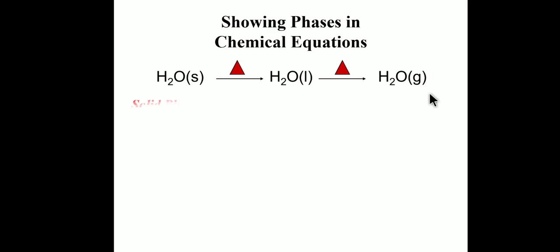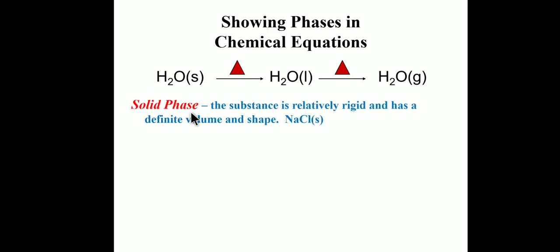Let us go through the phases once again. Solid phase: the substance is relatively rigid and has a definite volume and shape. Then we can consider it a solid phase.